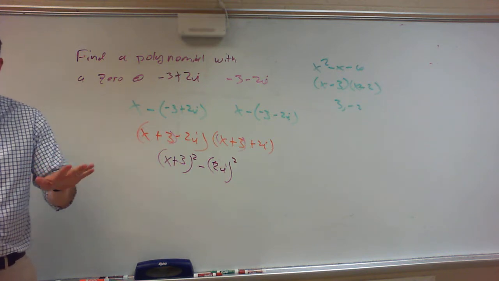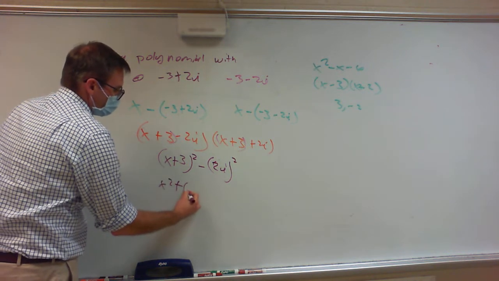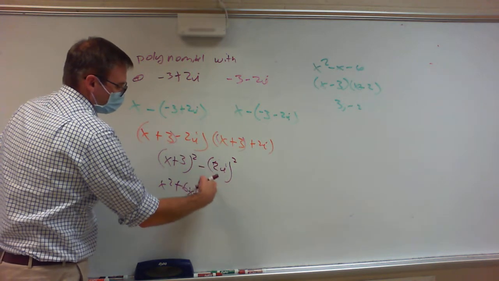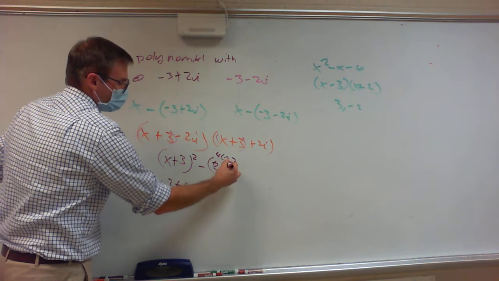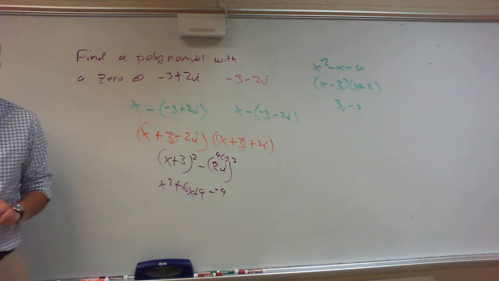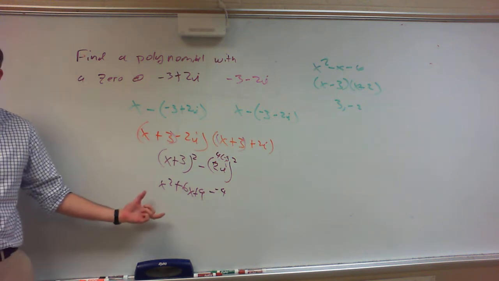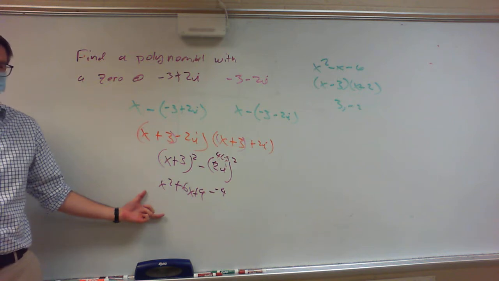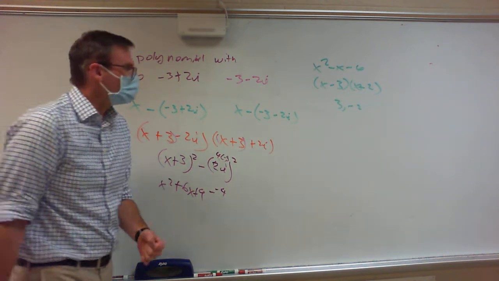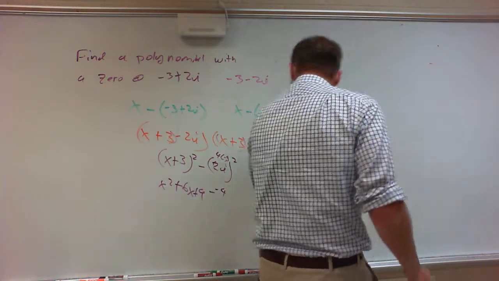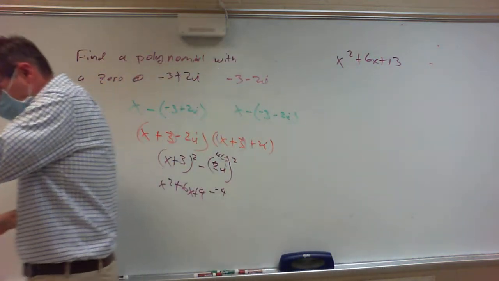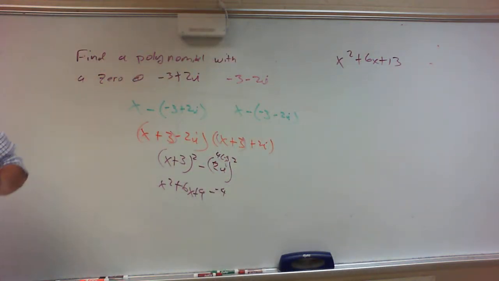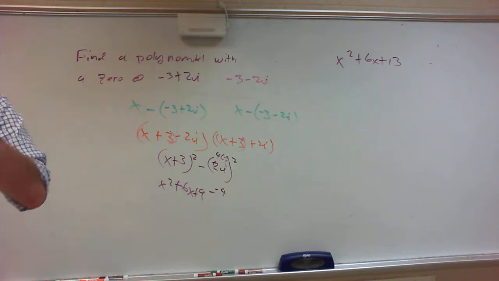Everybody okay so far? Yes. And we end up with x squared plus 6x plus 9. And we get a minus 2i squared, that's 4 times negative 1. So that's minus negative 4. Okay. Everybody okay with this? And our final answer is going to be x squared plus 6x plus 13. Okay. And I need everybody to have that written down, all right? Because I'm going to use that in the last example of the day.